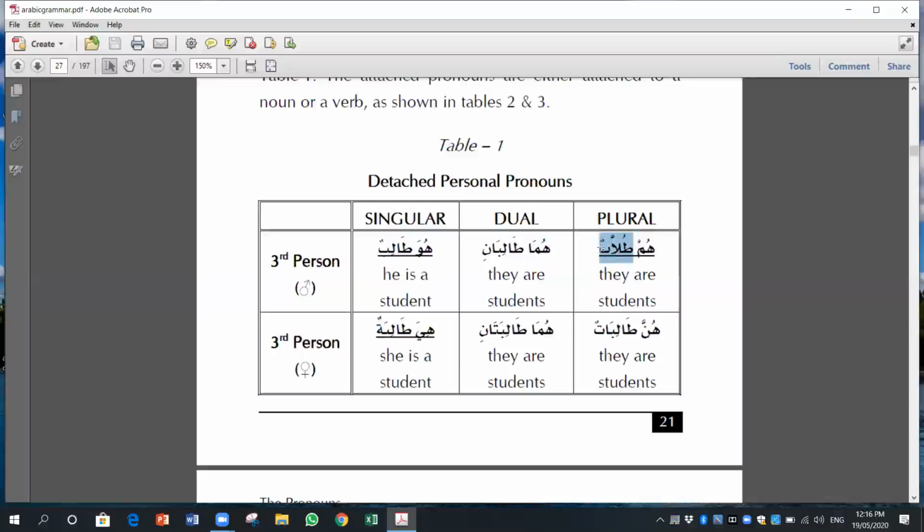I hope it's clear. Aisha, Yasir, if there is no background noise, you can unmute yourself, please. Yes, miss. Are you understanding, Aisha, what we are discussing? Yeah, I'm getting it, miss. Alhamdulillah.